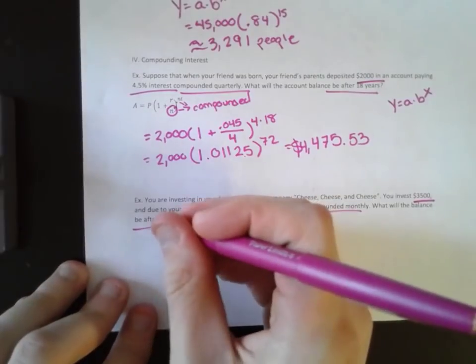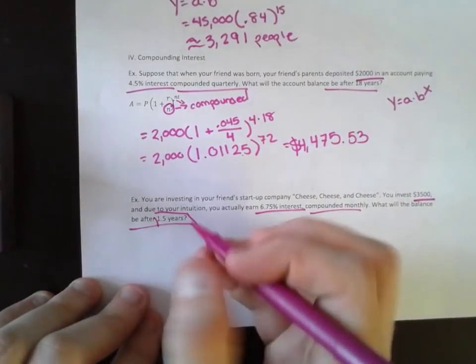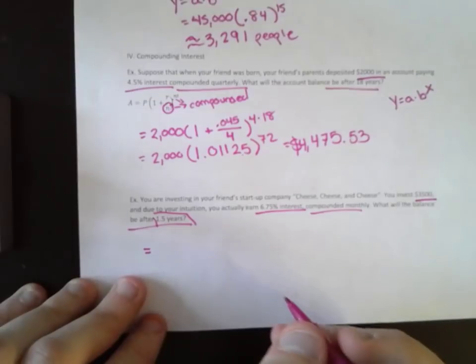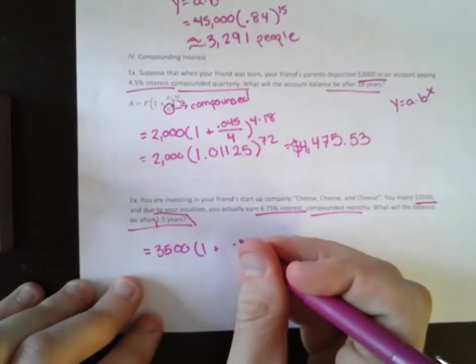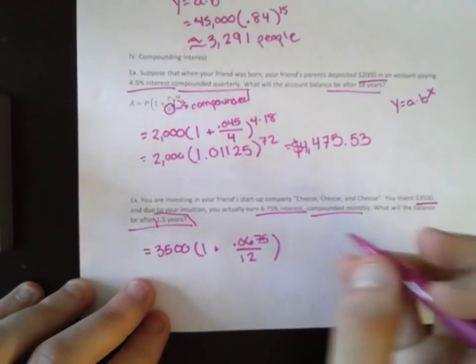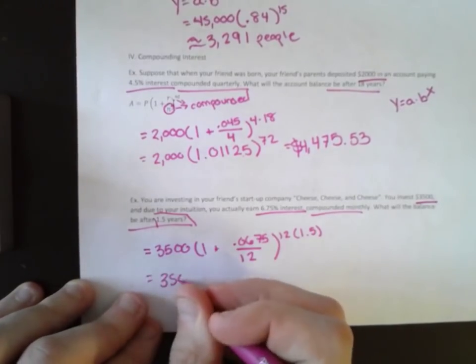Let me make a statement real quick. 1.5 years, guys, this time frame is always in years. If you ever get a question that says 18 months, 24 months, make sure you don't use 18 or 24. Make sure you convert that to years. So, finally, I'm going to use my compounded interest formula. My starting value is 3,500. 1 plus 0.0675. Compounded monthly means 12. 12 months in a year. 12 times 1.5. So I'm going to have 3,500.